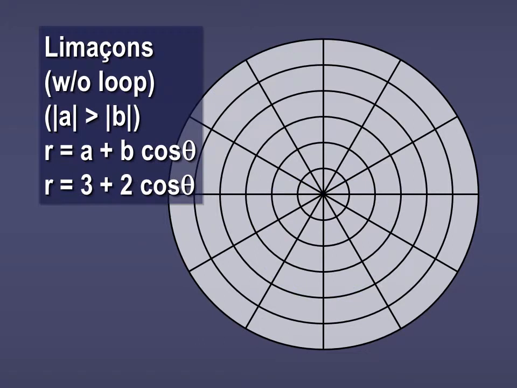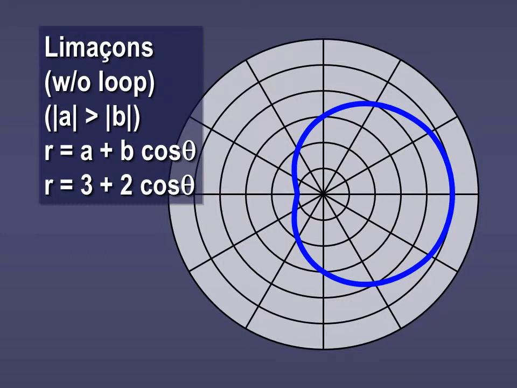Okay, so the next classification is limaçons without a loop. What happens is that your a value, which is your constant term, is going to be bigger than your b value, which is the coefficient in front of cosine or sine. So if your constant term is bigger than your coefficient, then you're going to have a limaçon without a loop, which means that the third classification is with a loop. So for this one, it's without a loop. So 3 plus 2 cosine theta looks like this.